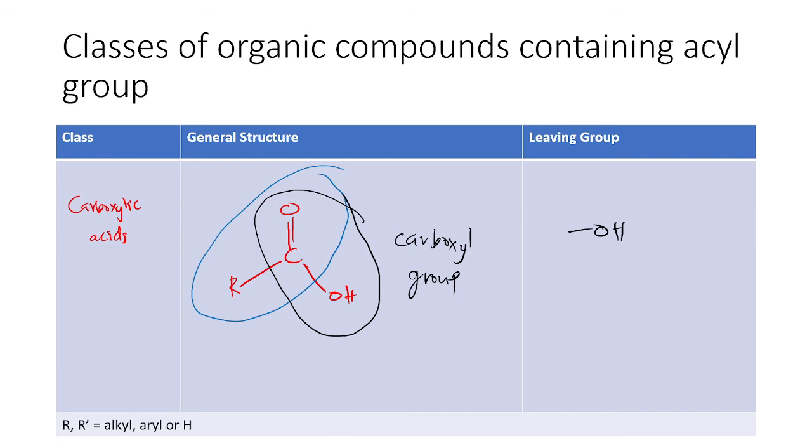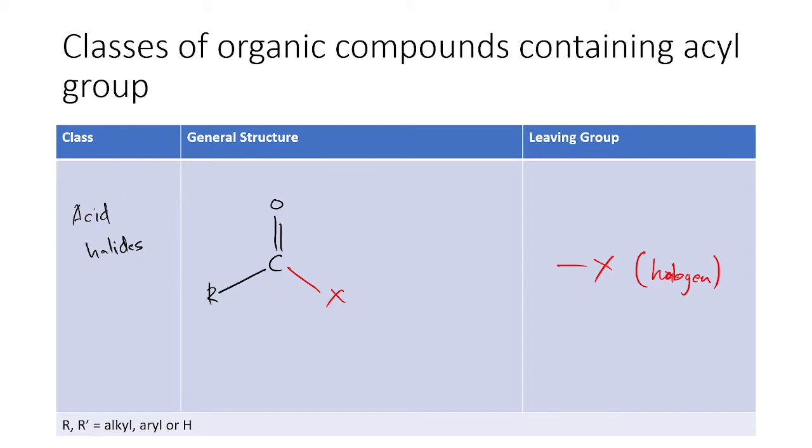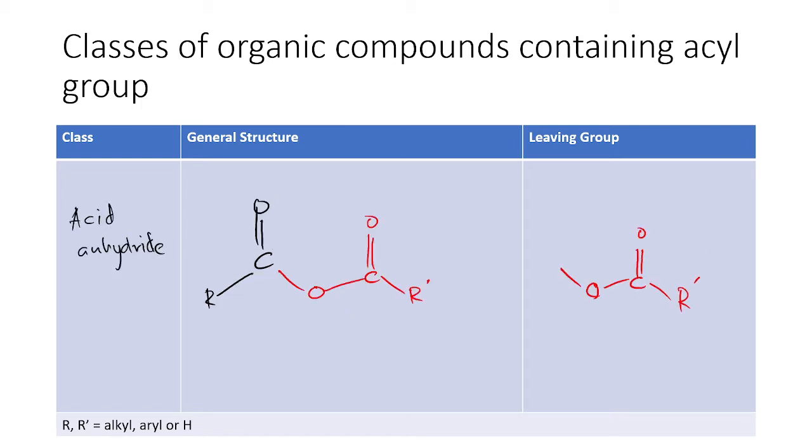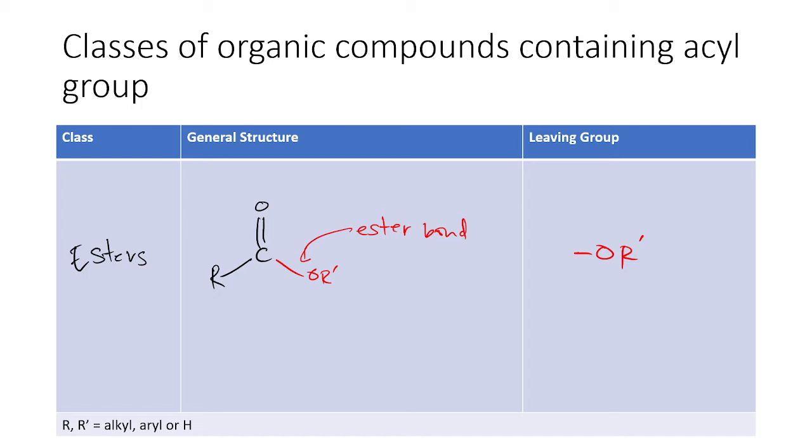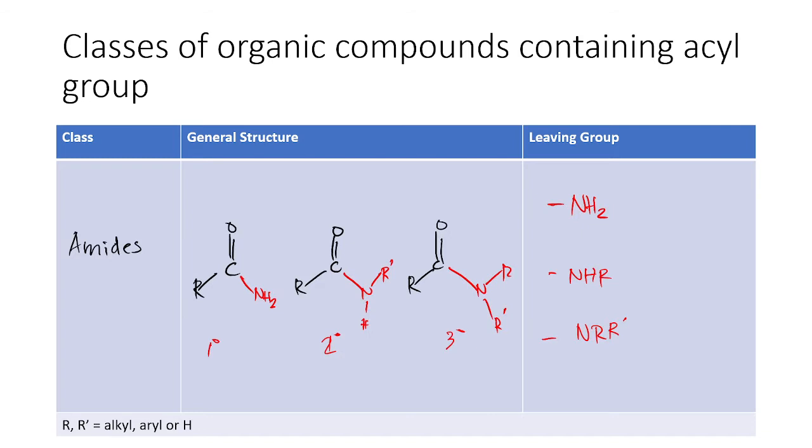So balikan lang natin. First, we have here the carboxylic acid. So for the carboxylic acid, we have there an acyl compound bearing hydroxyl. For acid halides, we have here acyl group bearing halogen. And we have here acid anhydride. We have here an acyl group with an anhydride. And for ester, we have here an acyl group bearing an alkoxide or an OR. And we have here amides, wherein we have three types of amides. We have the primary, secondary, and tertiary amides.